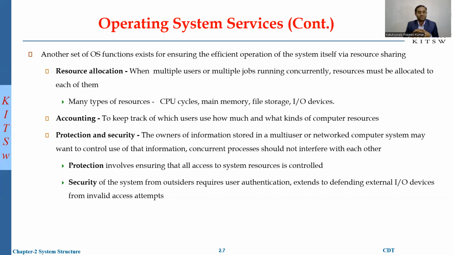The next service is protection and security. The owners of information stored in a multi-user or networked computer system may want to control use of that information. Concurrent processes should not interfere with each other. Protection involves ensuring that all access to system resources is controlled. Security of the system from outsiders requires user authentication and extends to defending external IO devices from invalid access attempts.